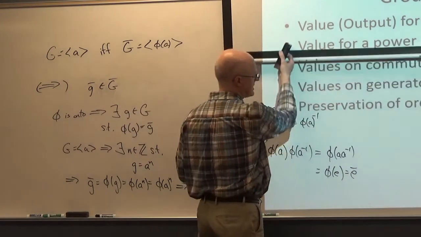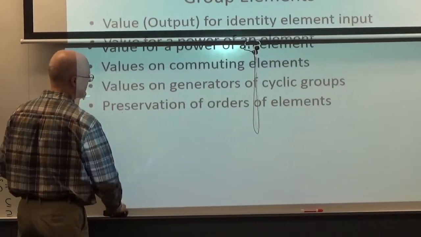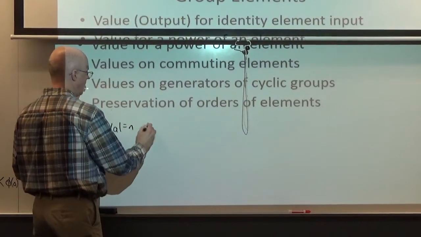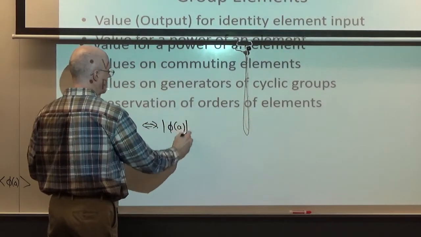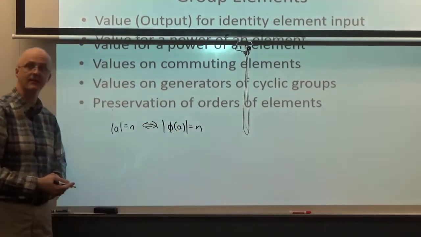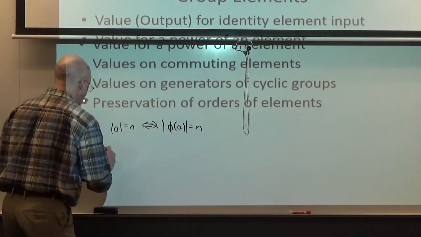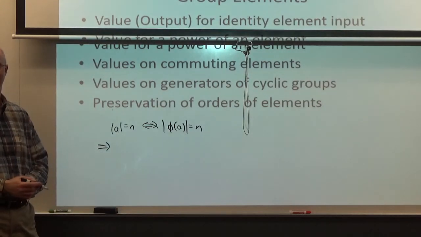I guess the preservation of the orders property is a little different. You are focused on the definition of order. Suppose that A has order n. Why does that mean phi of A also has order n? Certainly if you raise them to the n power, you get the identity, but why does raising phi of A to some smaller power not give you the identity?